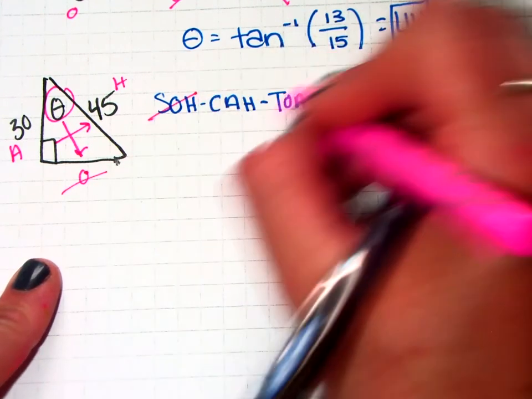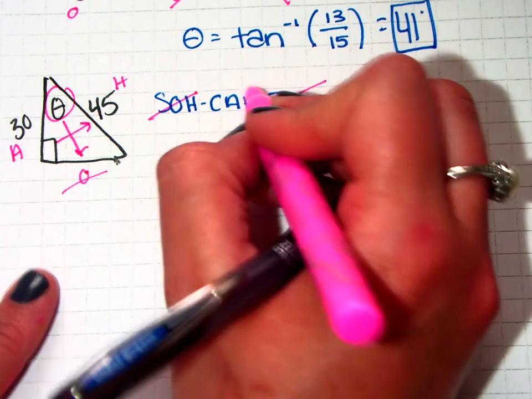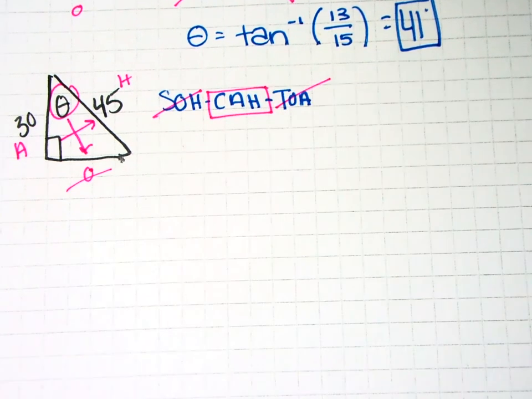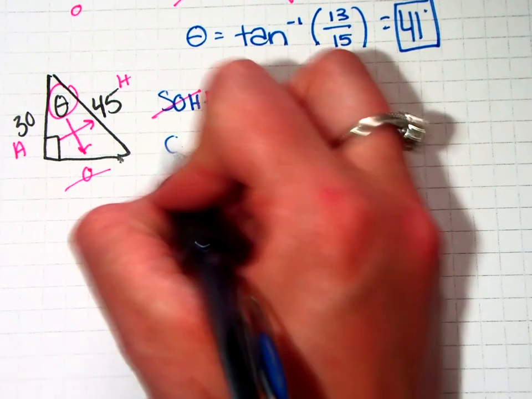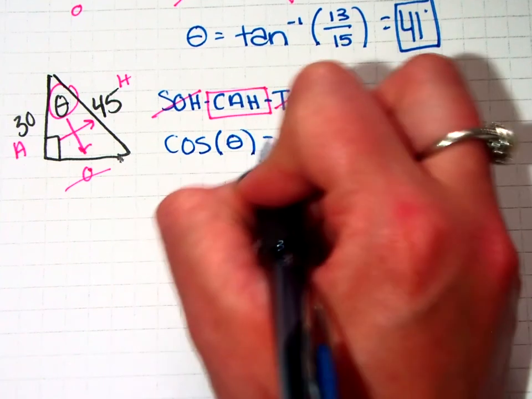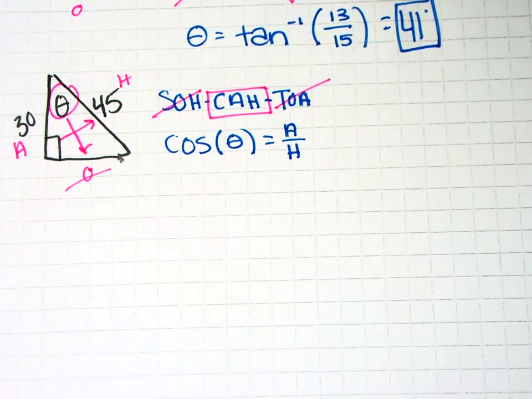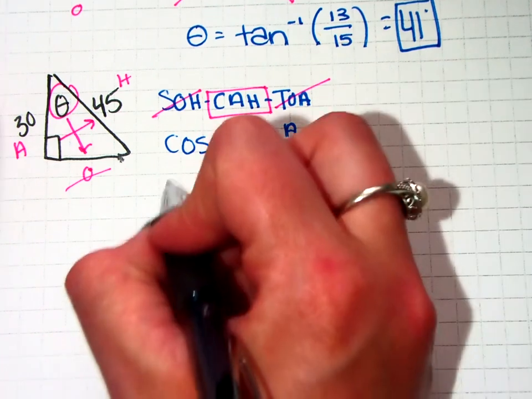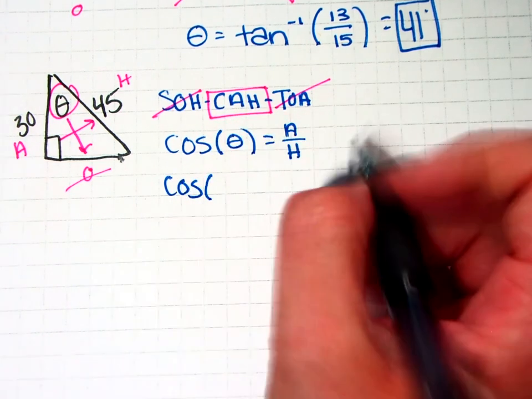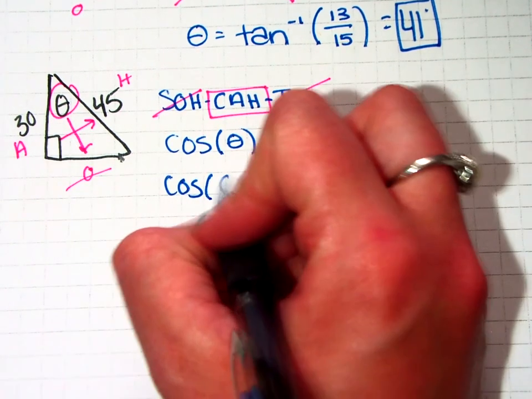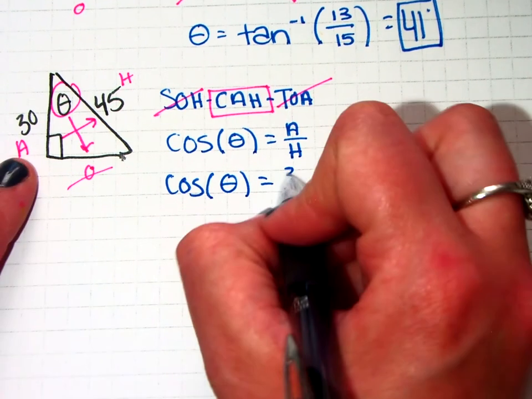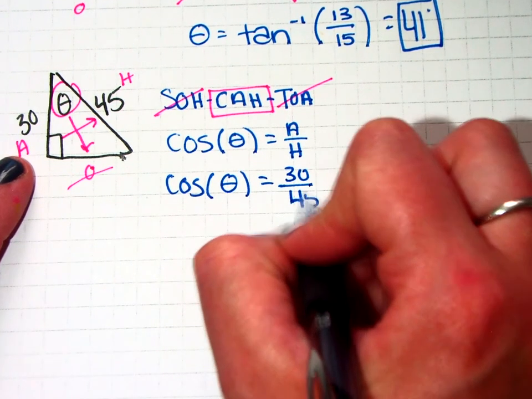So if anything has an O in it, that means we can't use it. So cosine is the function for us. I'm going to take the time to write down my ratio. Cosine of theta equals A over H. Now we're going to substitute. Cosine of theta is still unknown, equals a 30 over hypotenuse 45.